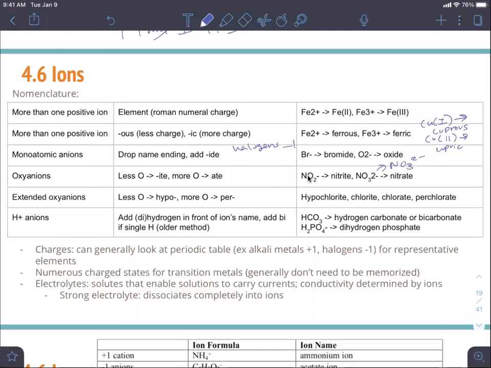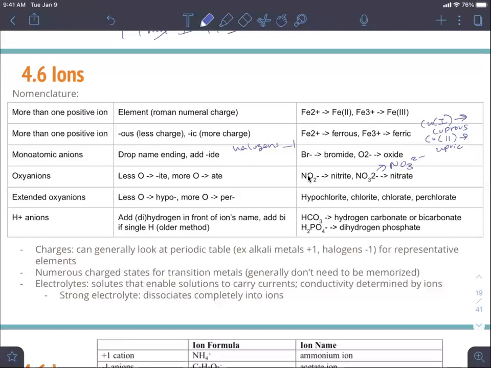Oh yeah, electrolytes are solutes that allow solutions to carry currents. These are more important for ionic compounds. Ionic compounds in a solid state do not conduct electricity, because a solid has atoms that barely move, so they can't conduct electricity. However, if you put those ionic compounds into a solvent, that enables them to dissociate and become free ions, and then they can carry currents.